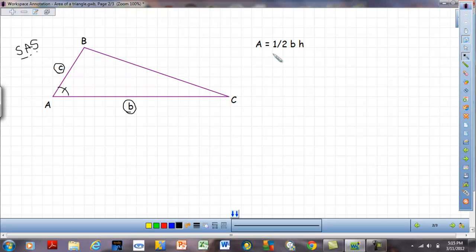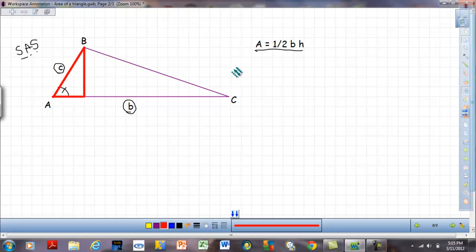You all should be familiar with this formula from geometry. The area of a triangle is equal to 1/2 base times height. The problem is I do not know the height of this triangle yet. So I'm going to go ahead and drop an altitude here from angle B down to side B. That is your height. I'm also going to draw in a couple other segments here so you can see this a little bit better.